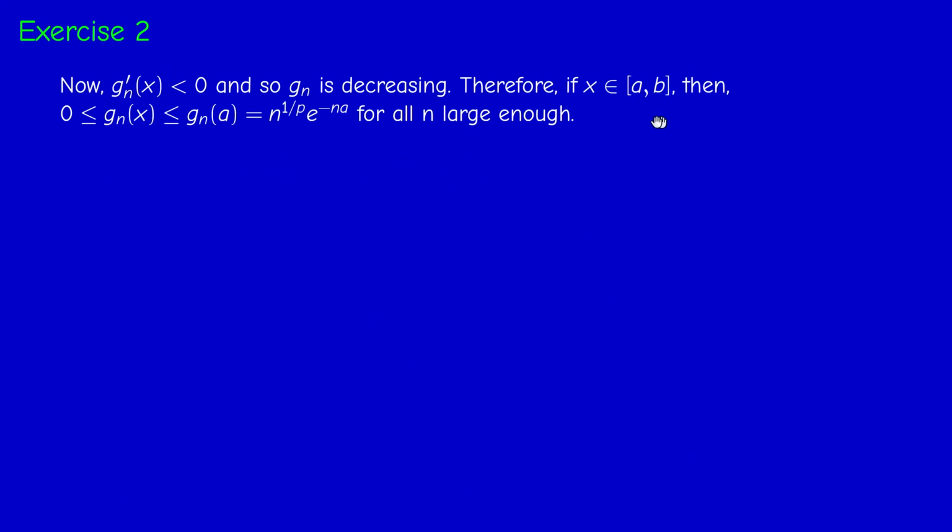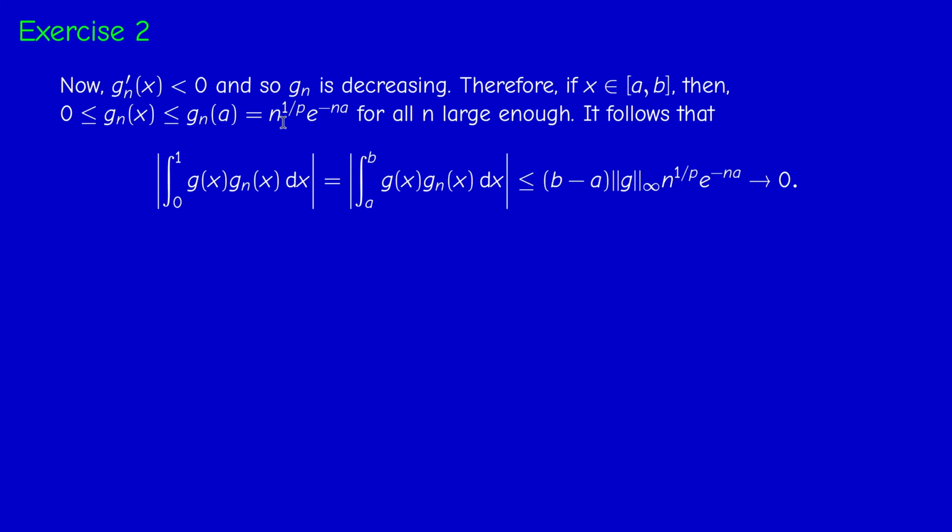And therefore, if x is in the closed interval [a, b], then x is bigger or equal than a, so g_n(x) is less or equal than g_n(a). And of course, g_n is non-negative, strictly positive actually, because it's an exponential. And g_n(a) is by definition n to the 1 over p e to the minus na. Actually, this is not true only for n large enough, but for all n.